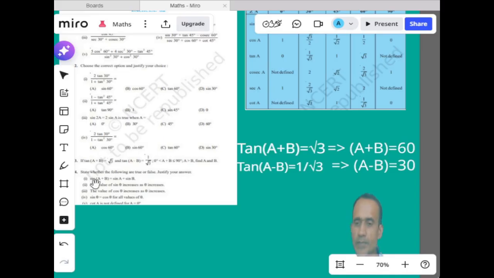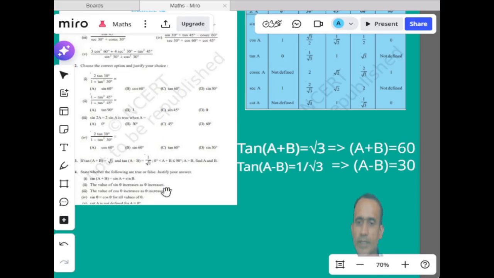Just need to apply a simple logic. Sin(A + B) is not equal to sin A plus sin B. The sine property is not additive, that is, sin(A + B) cannot be equal to sin A plus sin B. So it is not additive, so this is not true.